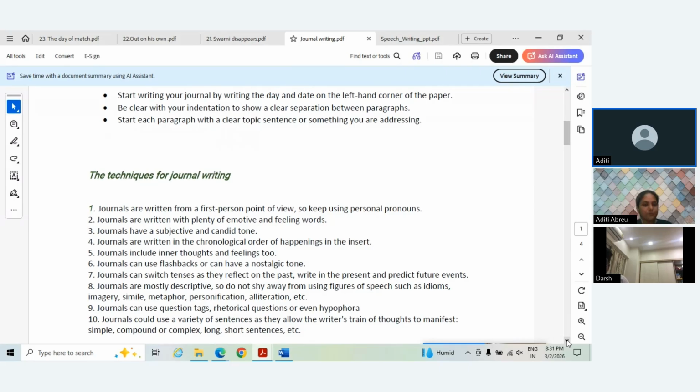You can switch tenses. You can talk about the past like a flashback, you will write in the present about what happened today, and you can also tell about the future: what do you plan to do or what might happen in future? So all three tenses you can keep on shifting. Journals are descriptive, so make sure you're using descriptive writing, also narrative writing. You should not shy away from figures of speech and idioms, all the figures of speech that we did that day. Make sure to include at least three. If you include three, you get good marks.